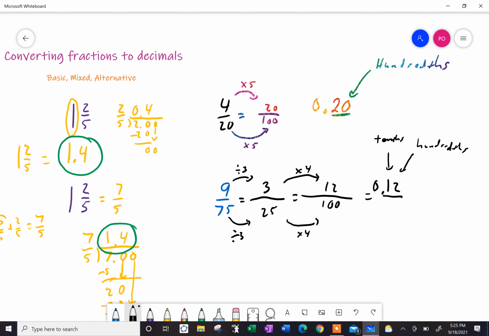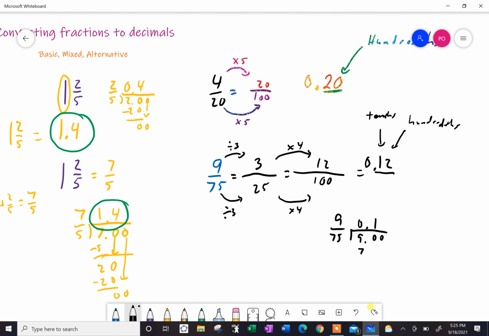If you did 9 over 75 and you did it this way, 9.00, 75 goes into 9 0 times. 75 goes into 90 once. That's 75. That becomes 15. Bring down my 0. 75 goes into 150 twice. And there you go. So that's it.